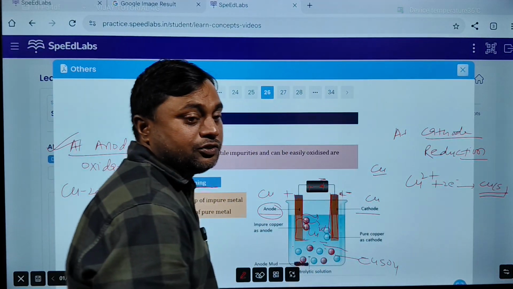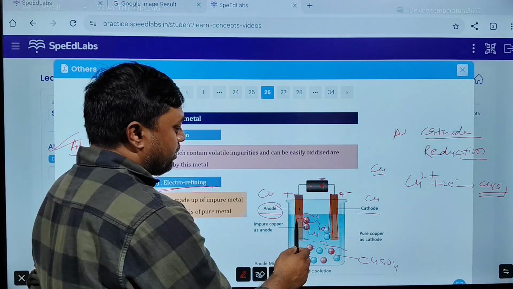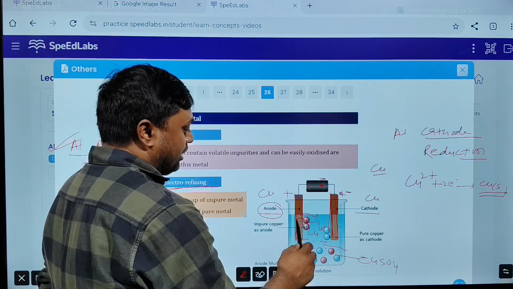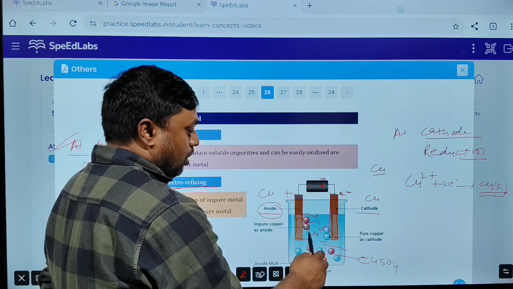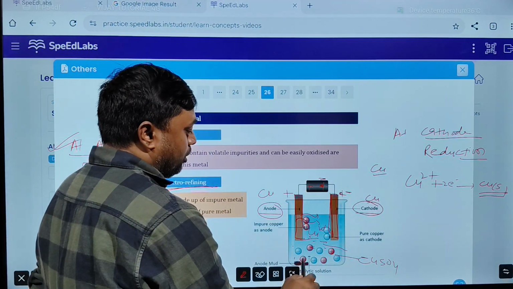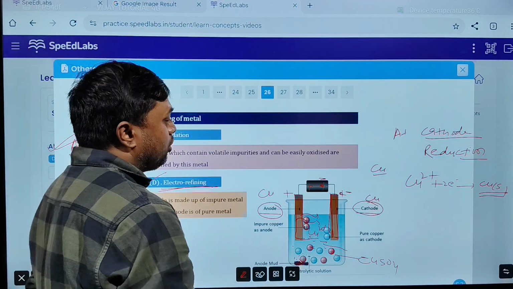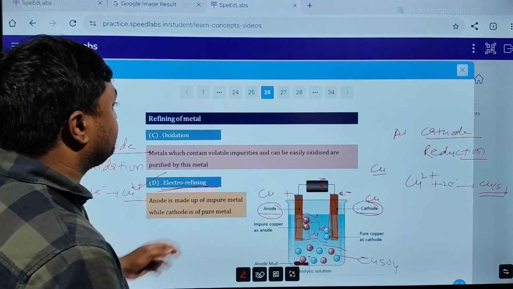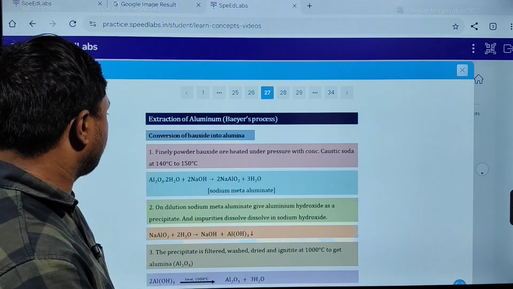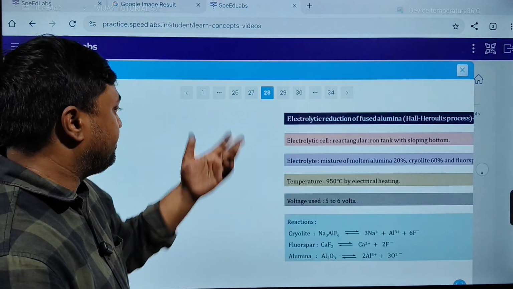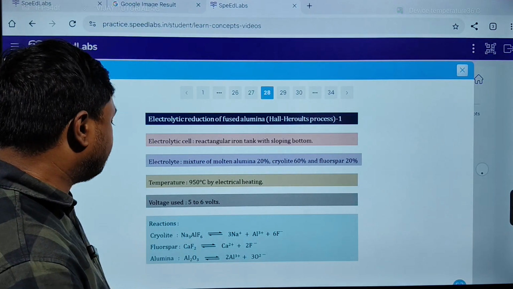In this way, the impure copper from the anode comes into the solution, and again the copper ions deposit on the cathode. All impurities will settle at the bottom. So in this way, metals are refined, especially copper. The extraction of aluminum we'll discuss separately. This is for ICSE 10th standard.